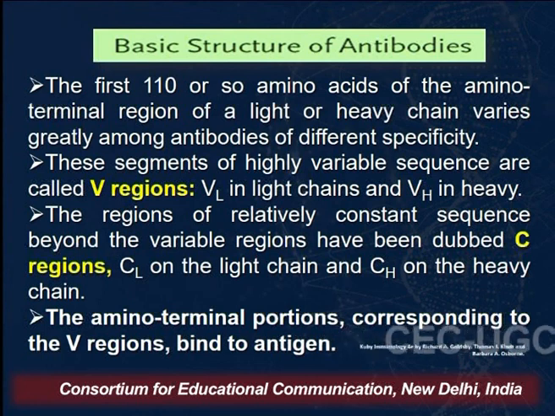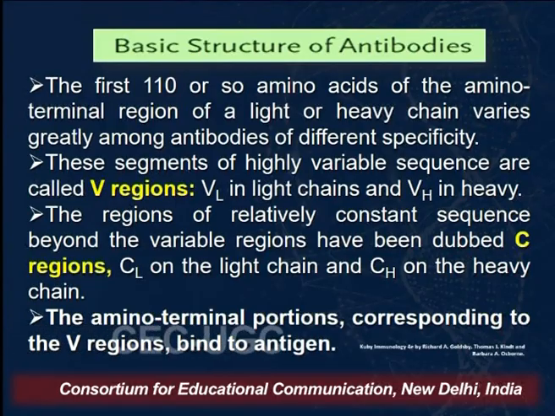Now further, if we see the first 110 or so amino acids of the amino terminal chain of both the light and heavy chain, it forms a specific region which is called the variable region. This highly variable sequence is said to be VL in the light chain, and VH in the heavy chain. The regions other than the variable region are called the constant region, or CL or CH region.